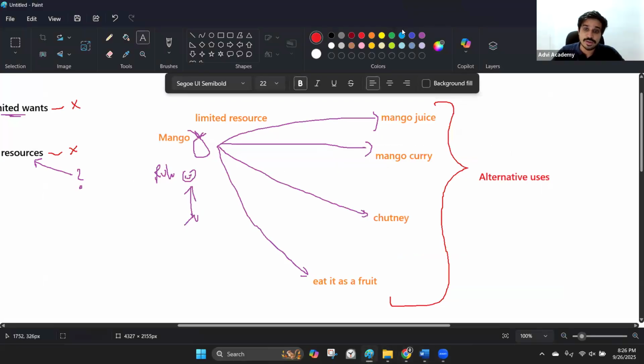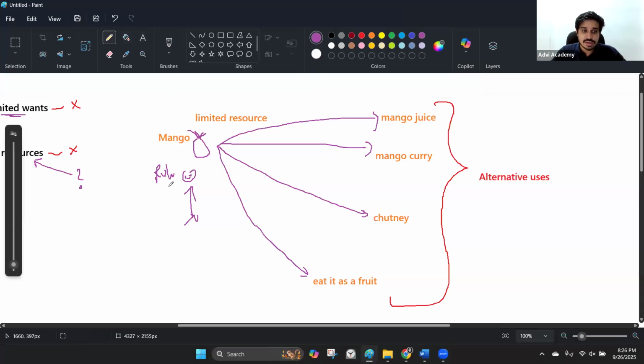So now let's say this boy called Ru, okay? Now he has to decide to use this mango as a mango juice or a mango curry or a chutney or eat it as a fruit. He has to decide one of these. A choice has to be made. Can he make all four? What is required if he wants to choose all four? Let's say he's like, no, I want all four. He has to have 4 mangoes.